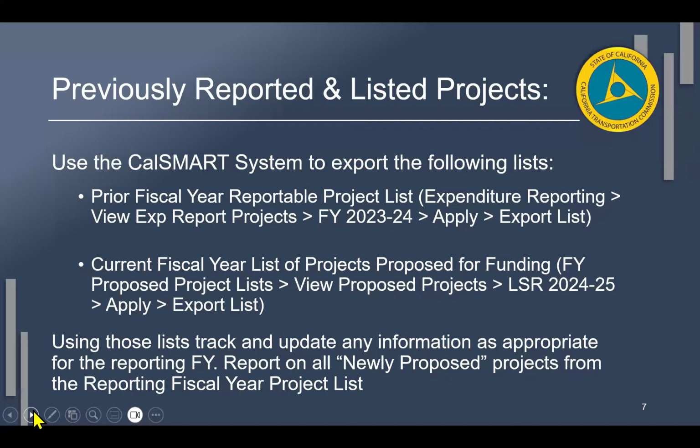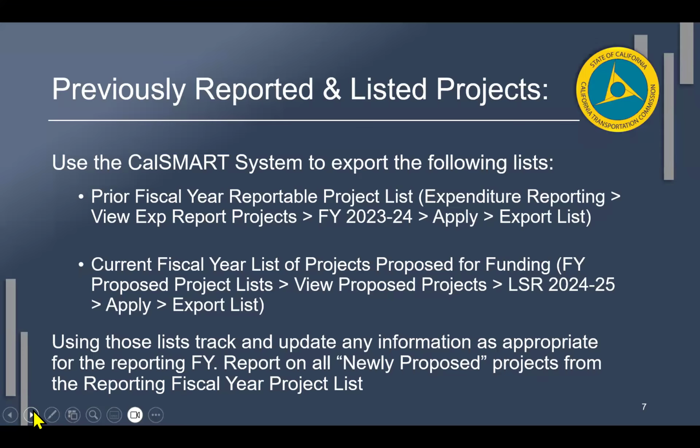So how else can you help prepare for the reporting period? We want you to use the CalSmart system to export the following list. I cannot recommend this enough. It will be very helpful and useful to you, especially the larger the list you have, the more you're going to rely on this. By using the CalSmart system, you can export your prior fiscal year reportable project list. So that is what you reported for 23-24, right? And these are the steps that you will take in order to get to it.